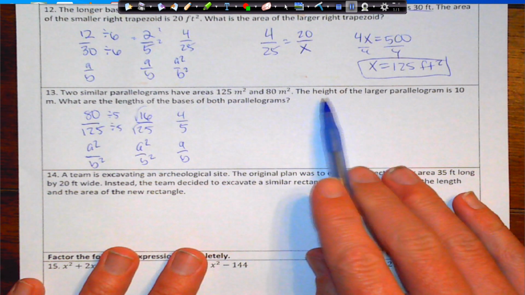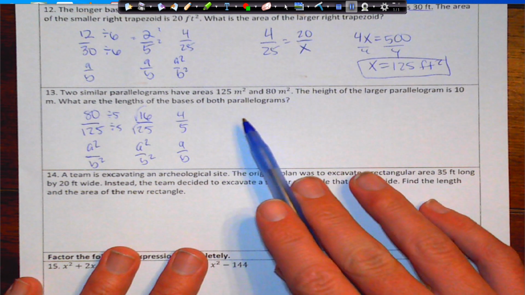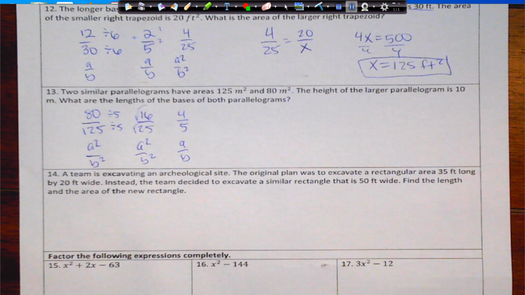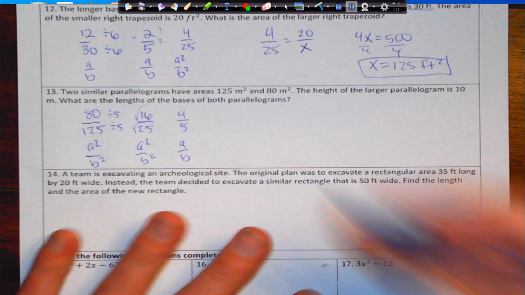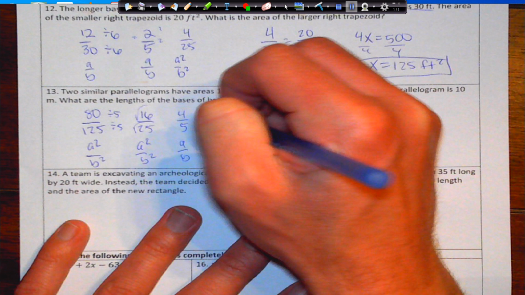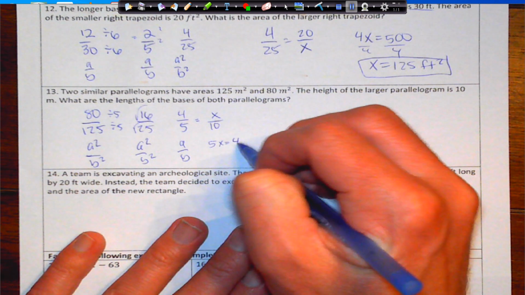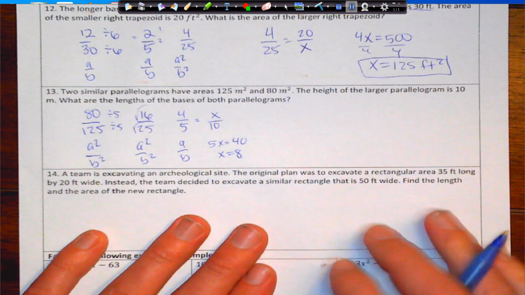That's really important because it says the height of the larger parallelogram is 10. Now it says what are the lengths? Let's hold off here for a second. Let's find the height of the other one. So the 10 is the larger, so we're going to put that on the bottom, x on top. Let's cross multiply. We get 5x equals 40. X is going to equal 8.